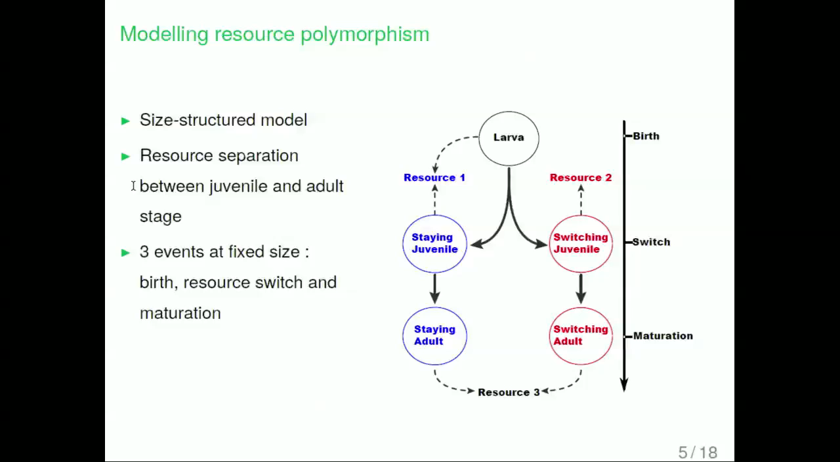So how do I model resource polymorphism? I use a size structured model for the individual. My individual will start at a certain size at birth and start feeding on the first resource, then keep growing until a size threshold where it has the choice to stay on the first resource until it reaches the maturation size threshold, or it will switch during the juvenile stage to a second resource and use this second resource until maturation. When an individual reaches maturation size, it will use the third resource, which is a separate resource only for adults.